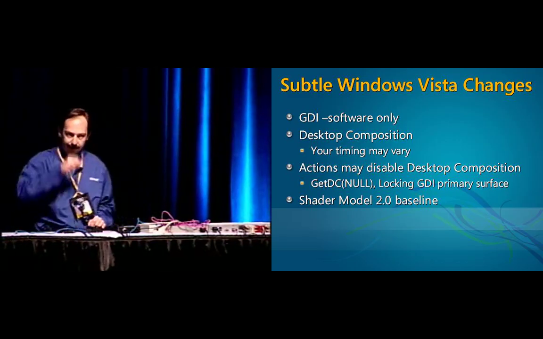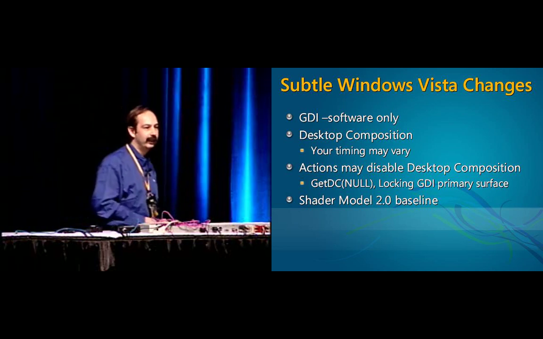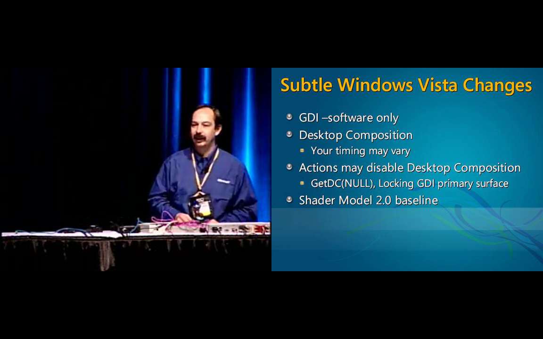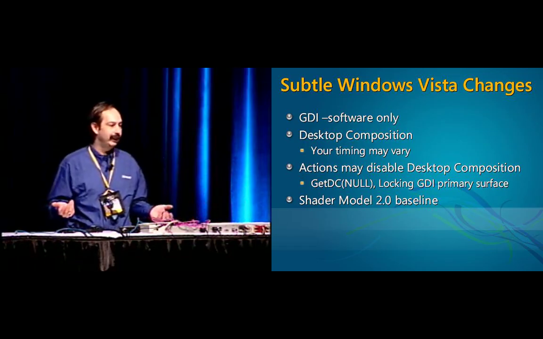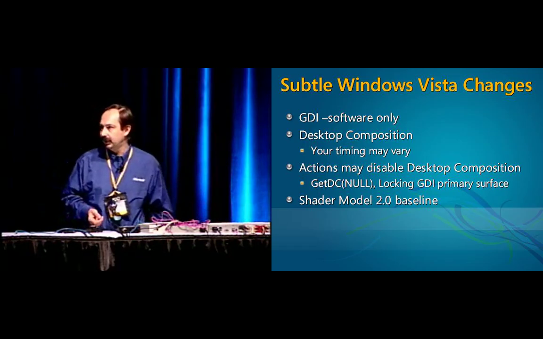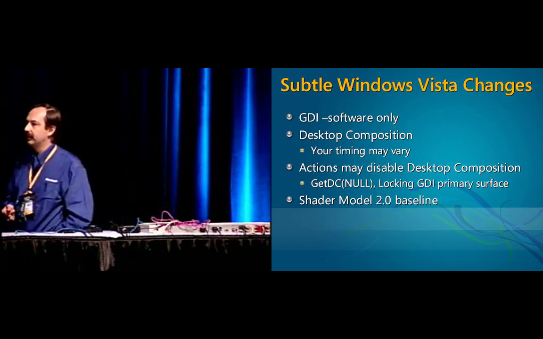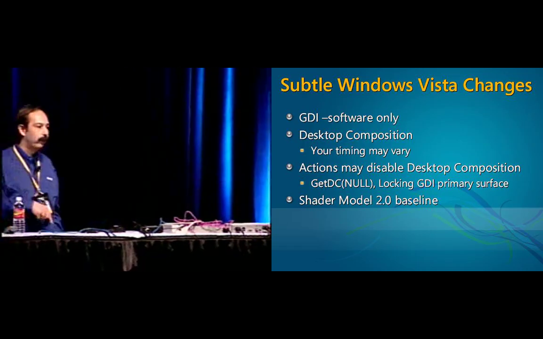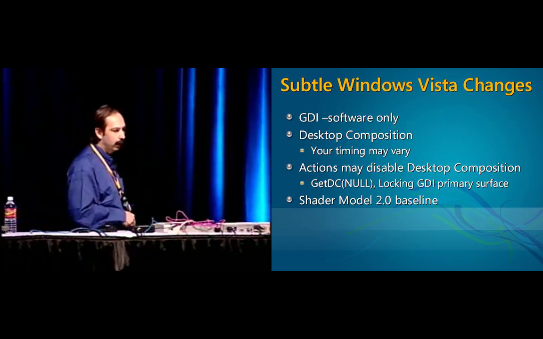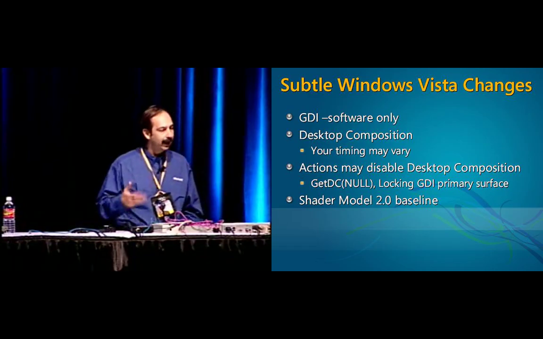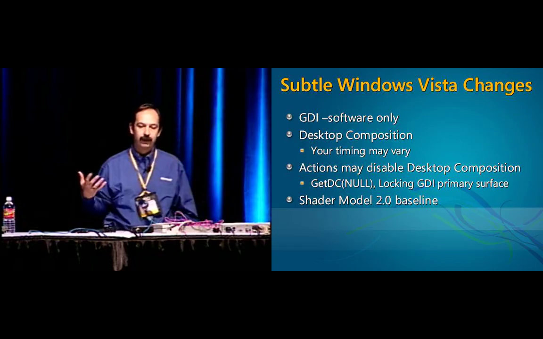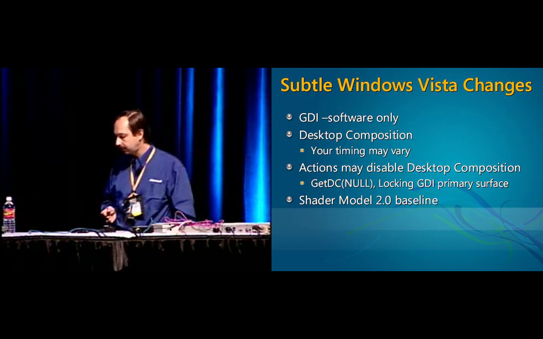So if you go home today, you may want to look and see where you use GetDC(NULL) in your code. Some people use GetDC(NULL) just to get a compatible DC, which is okay, but remember the side effects. DirectDraw has a similar sort of thing where you can lock the primary. That'll turn off composition as well. Anytime you're going to try and access that front buffer that's being scanned out, you're going to have this effect.